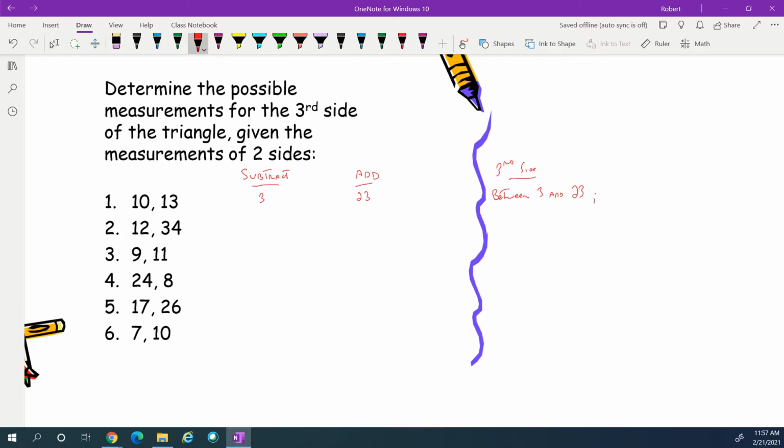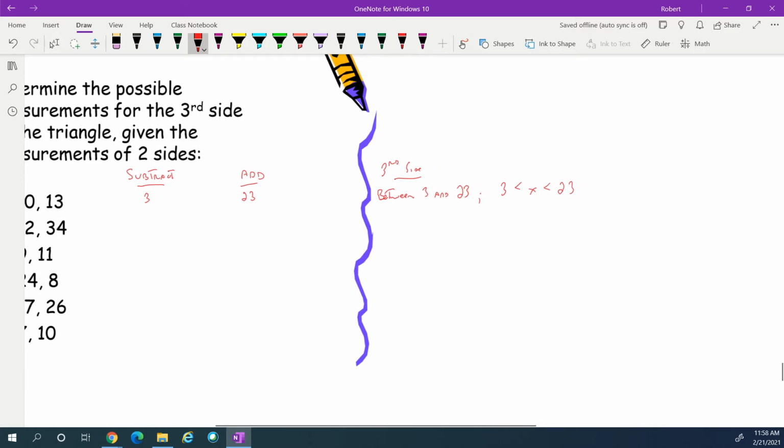We could say 3, literally write it between them, and then fill in your less than symbols. So 3 is less than the measurement of our side, and our side is less than 23. We can say this a few different ways. x is greater than 3, and x is less than 23.